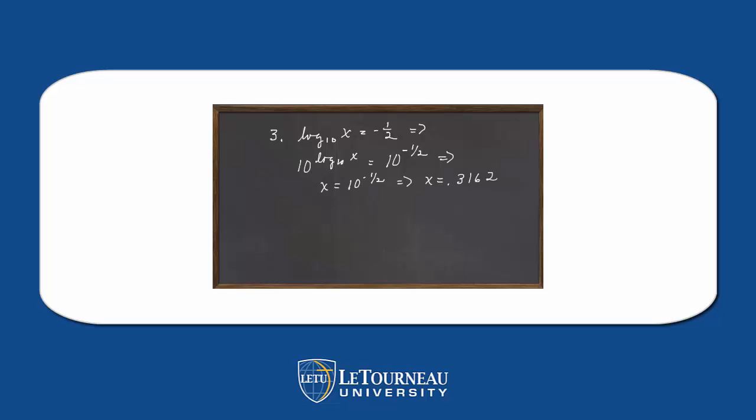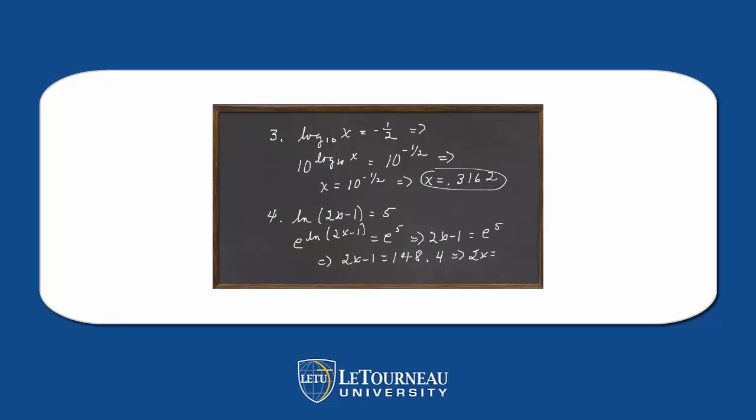Do you see how we're switching back and forth between all these forms? That is so important. Now, of course, we could solve a lot of this with a calculator, but we're looking at how do you solve it without a calculator. e to the natural log of 2x minus 1 equals e to the 5th. And so we've got 2x minus 1 equals e to the 5th, which is some 148.4. And we'll add 1 to both sides. And then we'll divide by 2, and we get that x is 74.7.